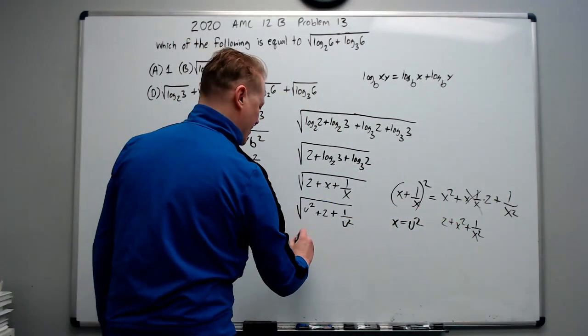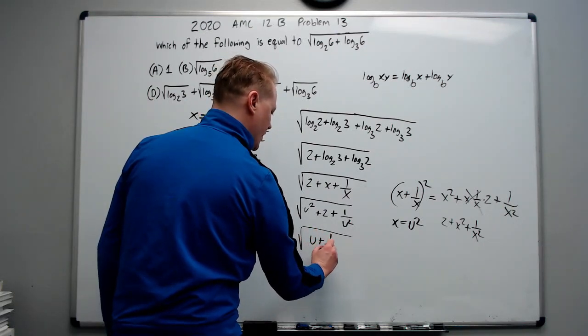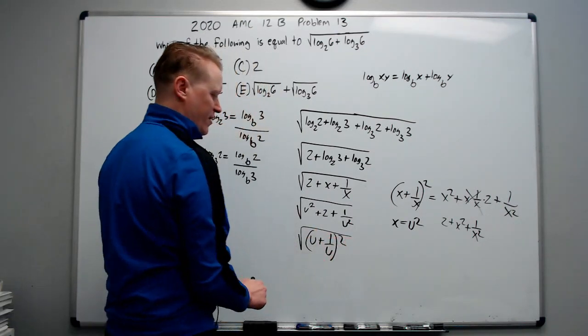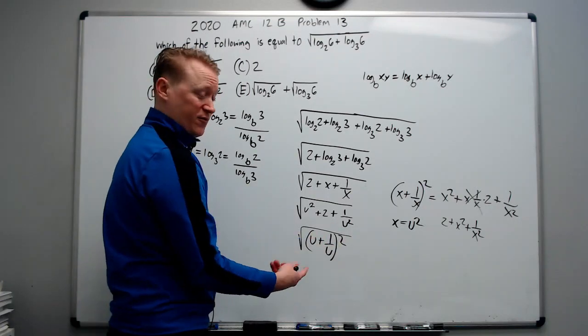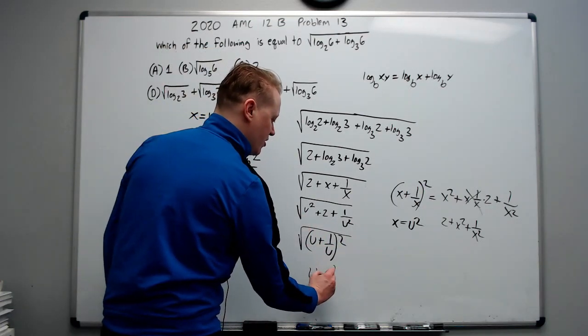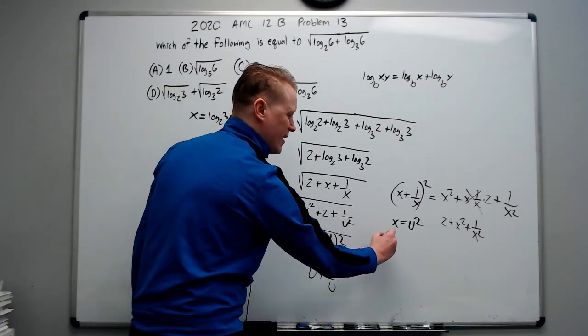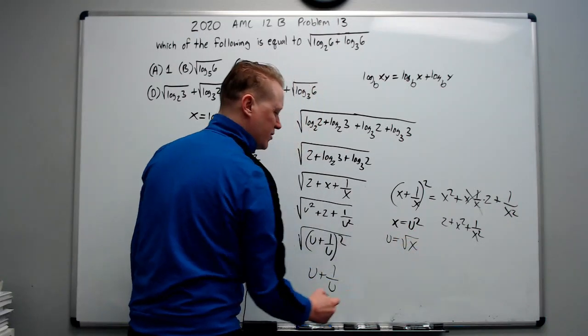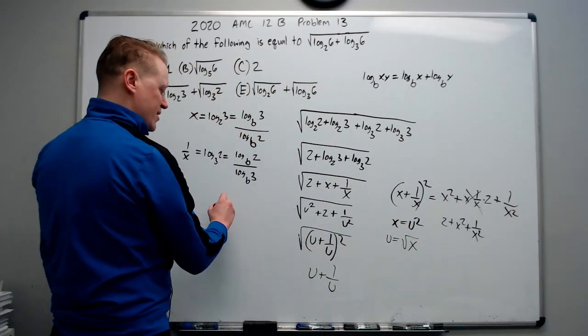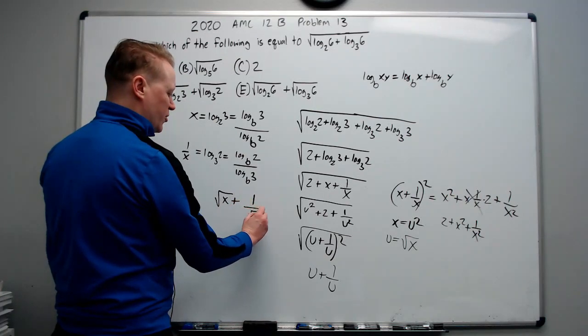And so we can factor this as the square root of u plus 1 over u squared. And then the square root of the perfect square binomial will cancel out and you're left with u plus 1 over u. But what's u? We just have to square root to get it. u is going to equal the square root of x. And so this expression will now be root x plus 1 over root x.